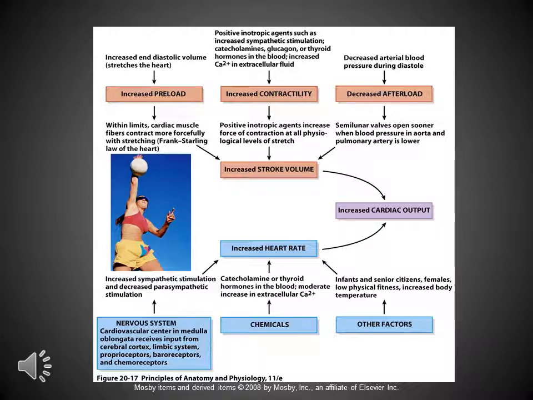Everything here, preload, contractility, afterload, relaxility, heart rate, all are things that we can control with pharmaceuticals and with drugs to moderate heart output, to increase it, to decrease it, to slow the heart, to speed the heart, to increase stroke volume, to decrease stroke volume, to increase preload, to decrease afterload. All that is stuff that we have control over.